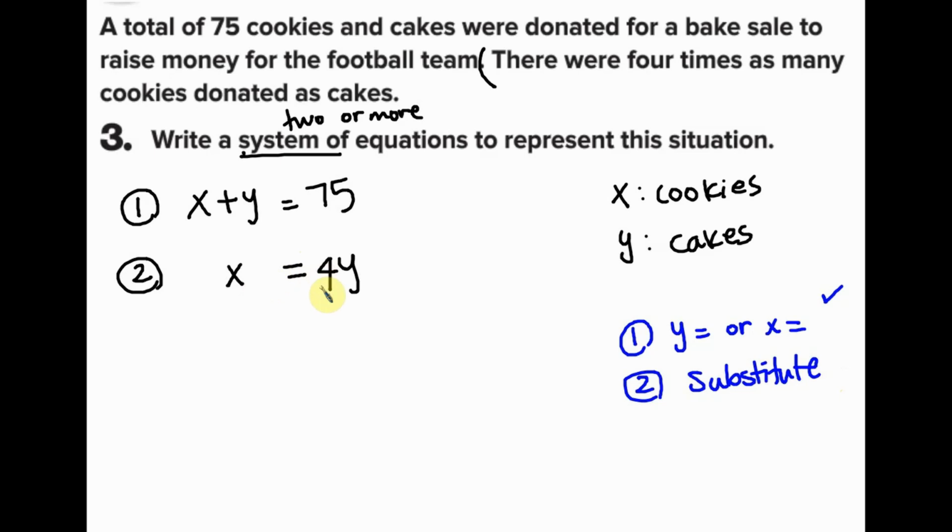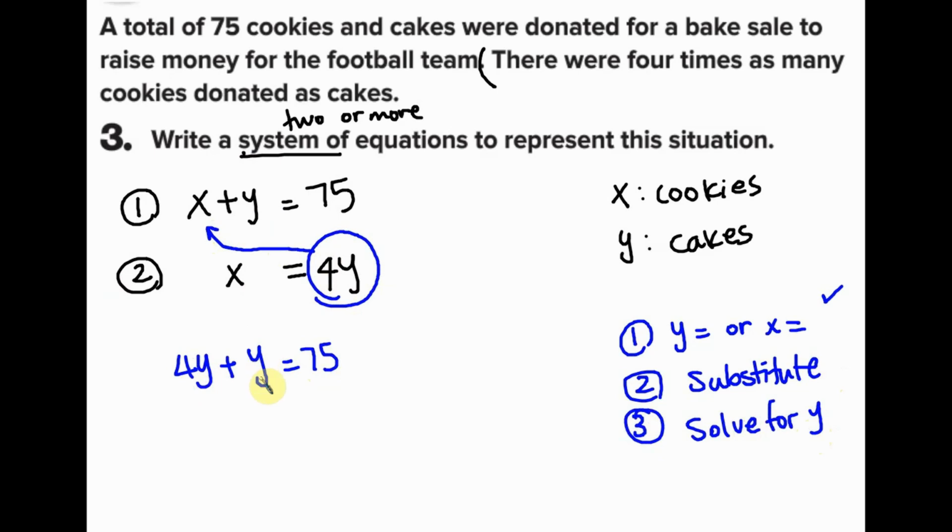So since x is equal to 4y, if I substitute this on here, 4y plus y is equal to 75. And you're just going to solve this. 4y plus y is 5y is equal to 75. Since they have multiplication in between, divide by 5 on both sides. y is equal to 15. So that's how I know when I write the answer at the end, my cakes will be 15.